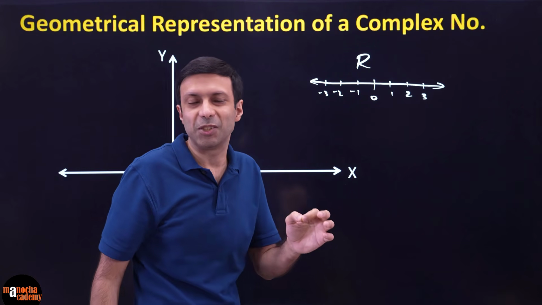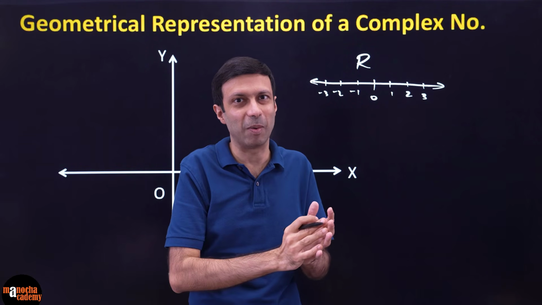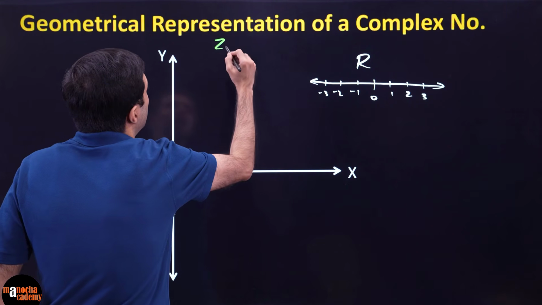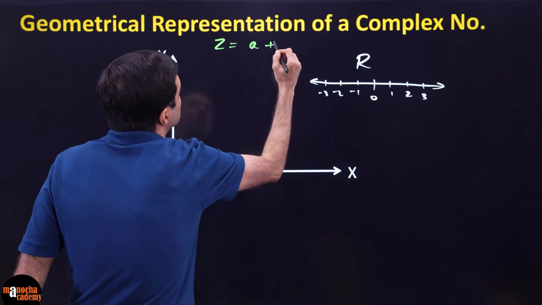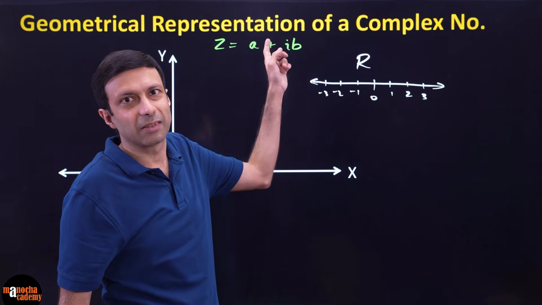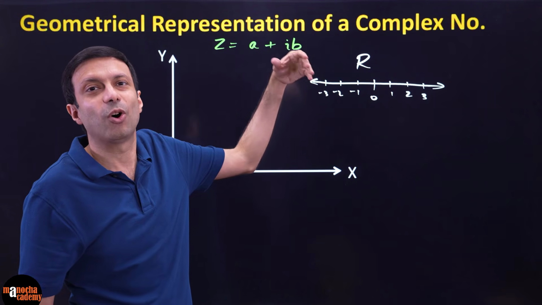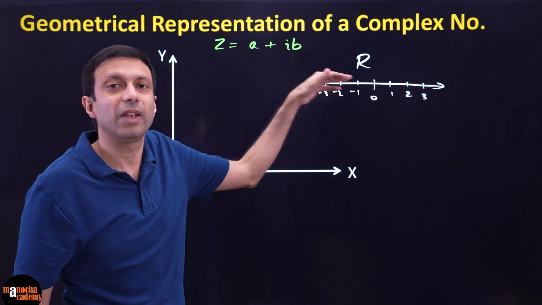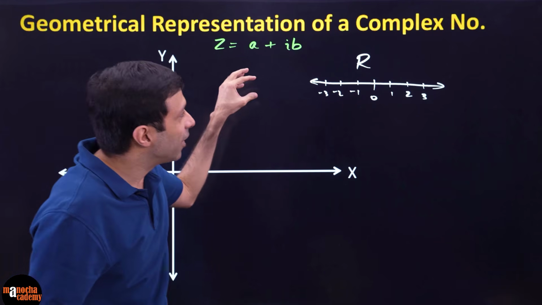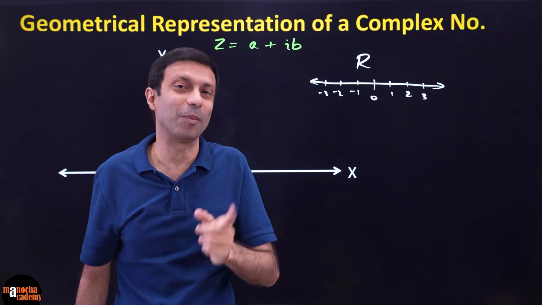The complex numbers, as we discussed, have two parts to them, a real part and an imaginary part. Remember, a complex number is of the form z equal to a plus ib. A is your real part, ib is your imaginary part. So we cannot represent the complex number on the number line because it can only represent real numbers. How do we represent this imaginary part here? Because there is no representation of square root of -1. So this is where coordinate geometry is going to help us.